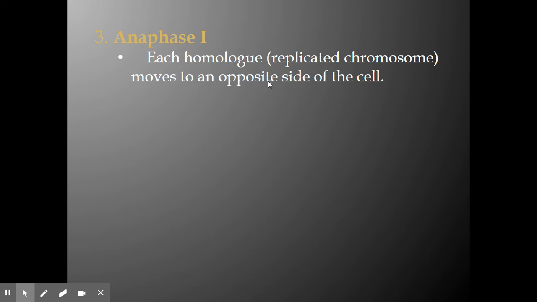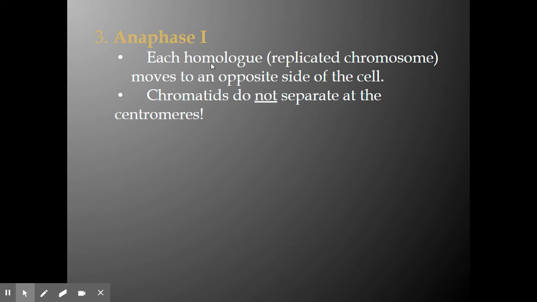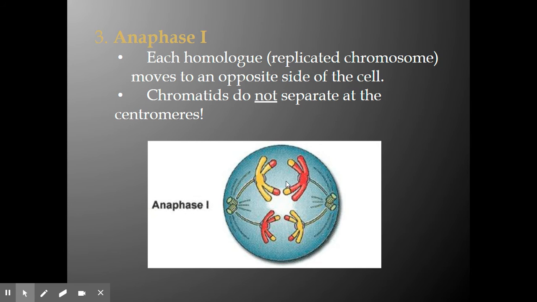Then we get anaphase 1. Each homologous chromosome moves to an opposite side of the cell. Similar to what would happen in anaphase of mitosis, the cell pulls apart, only it's with a full chromosome being pulled to each side of the cell instead of half of it. So the chromatids, each side of the chromosome, do not separate at the centromere yet. It's just the whole X-looking chromosome thing going to each opposite side of the cell, like this. Okay?